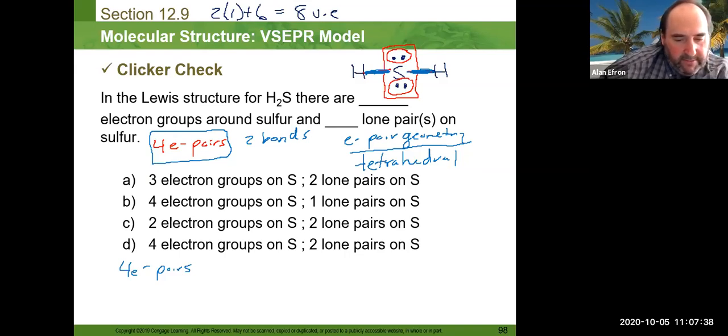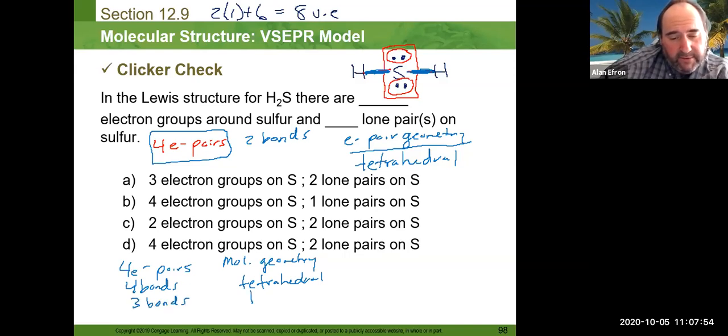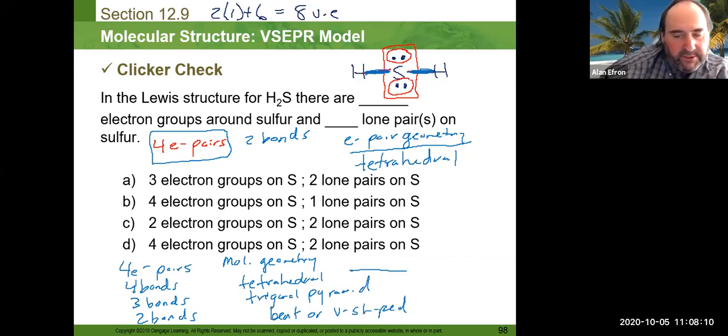So in terms of the molecular geometry, we could also have something that had 4 bonds, which means it would also have a molecular geometry known as tetrahedral. We also had something with 3 bonds, which would have a molecular geometry of trigonal pyramid. And we also had something with 2 bonds, which would be bent or V-shaped. So these are all the 3 molecular geometries that go with a center atom that has 4 total electron pairs.